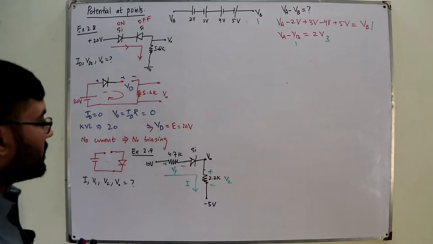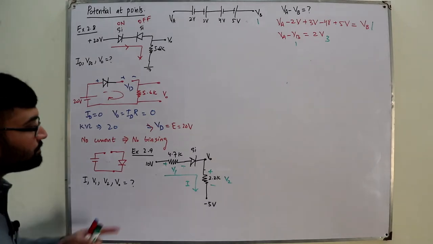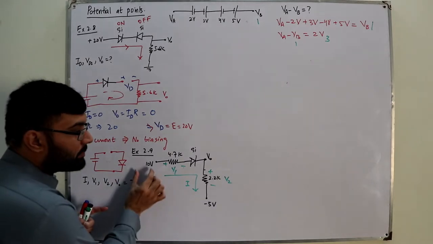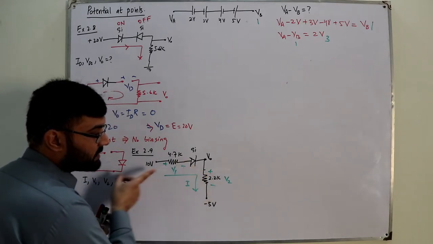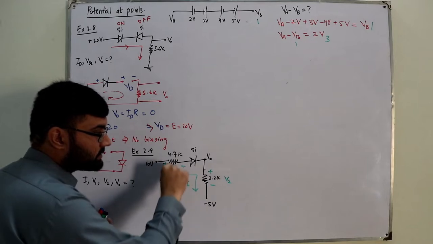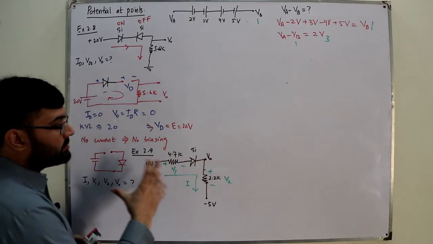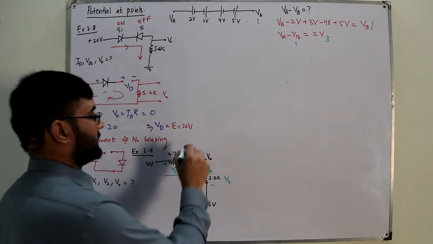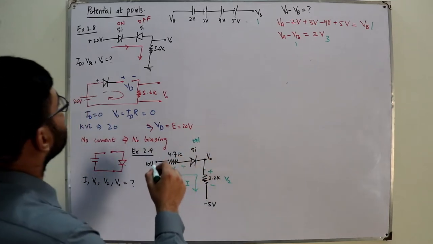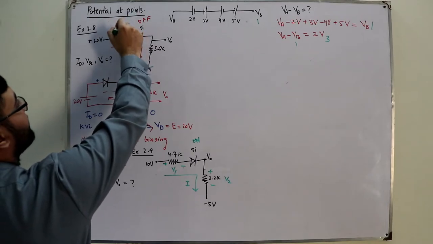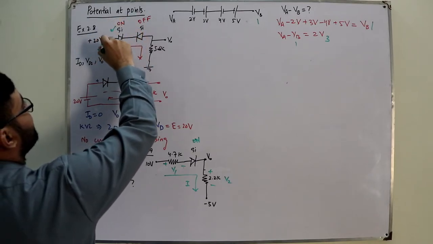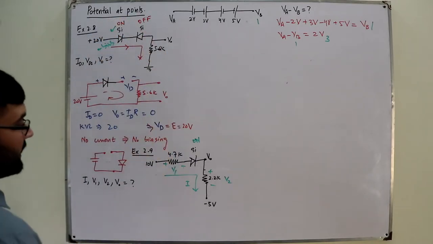Have a look at whether the diode is on or off. The applied voltage is greater than the barrier potential of the diode. Yes, the arrow direction, the conventional current, is the same as this current, which means the diode is in the on state. So basically this one was off and this one was trying to be on, but we replaced it by no bias, and we explained the reason.